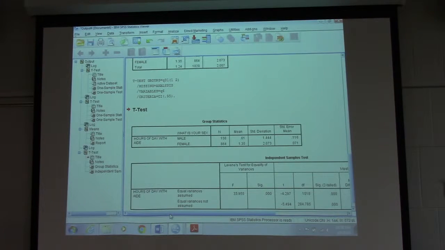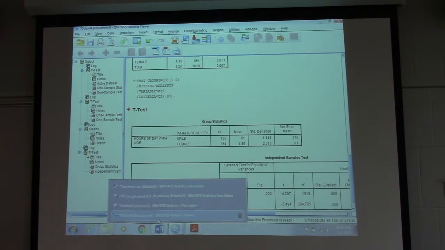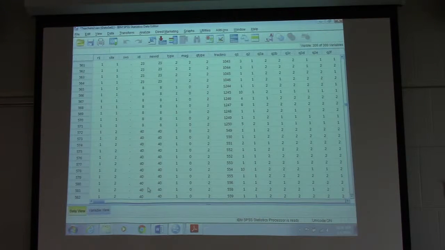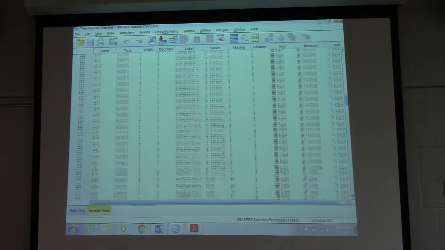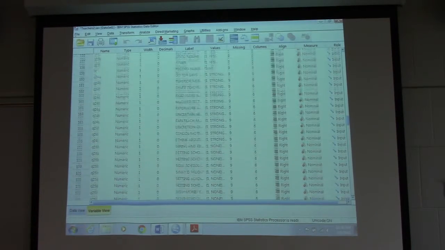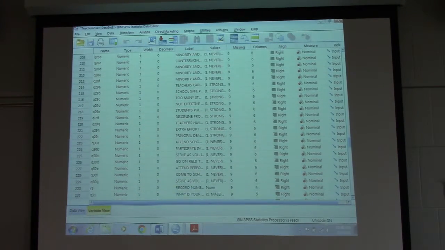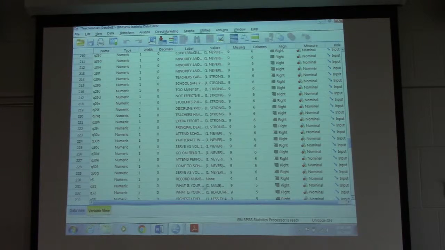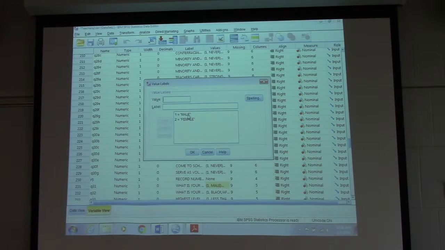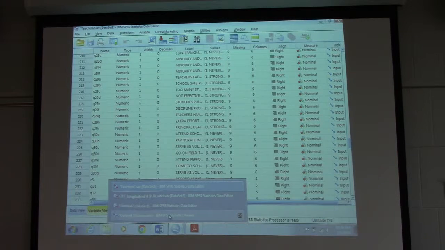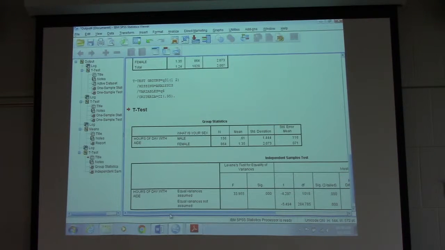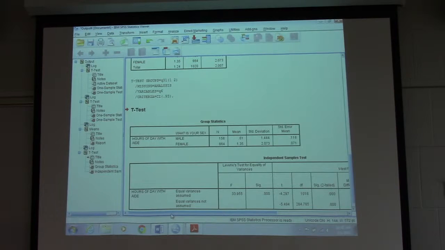But before I interpret the chart, I'm going to flip back to where I was at and go to Variable View, and I'm going to scroll all the way down to Q31, and I see gender, males were 1 and females were 2. So I was correct to add it that way. So I'm going to go back to my output, and let's talk about a couple of things here.